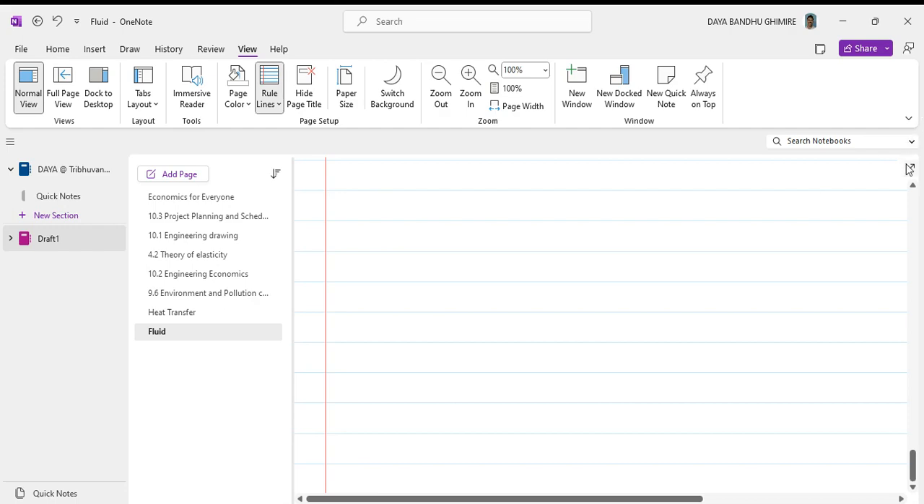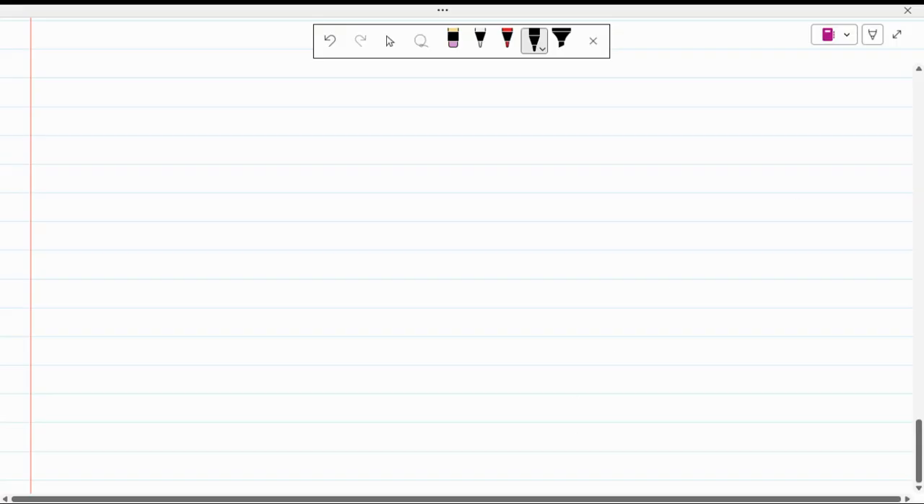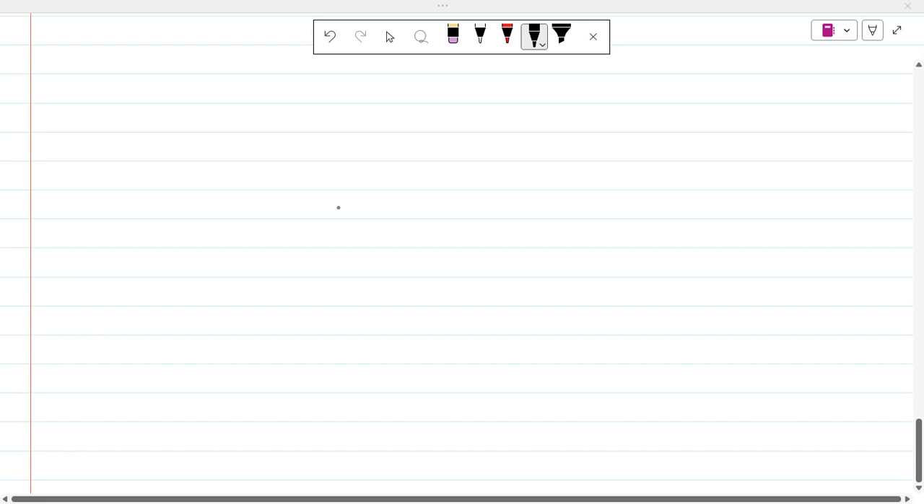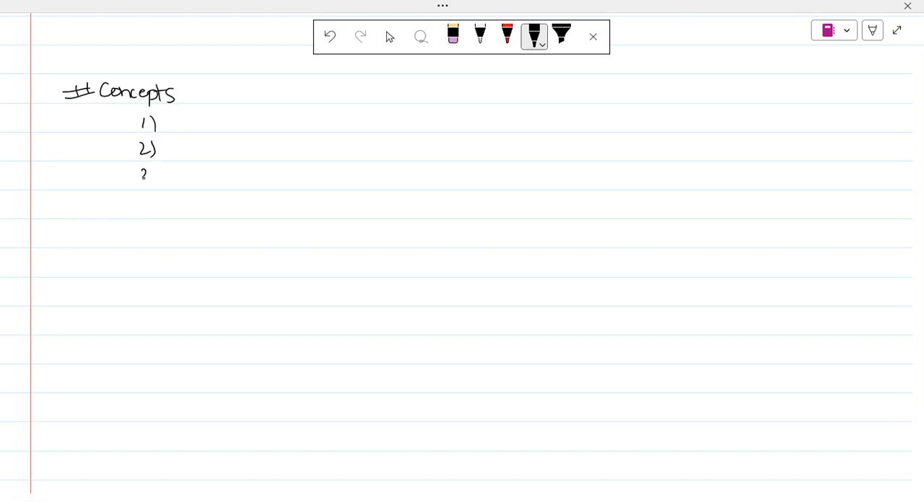Now we will jump into different topics, and then we'll discuss the pressure measurement strategies. Okay, so some concepts or topics: one, two, three, and four.